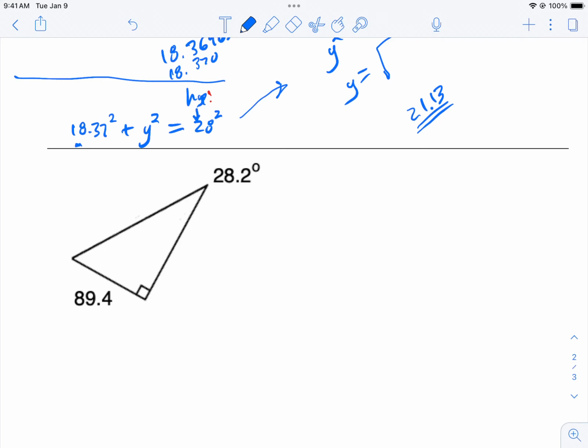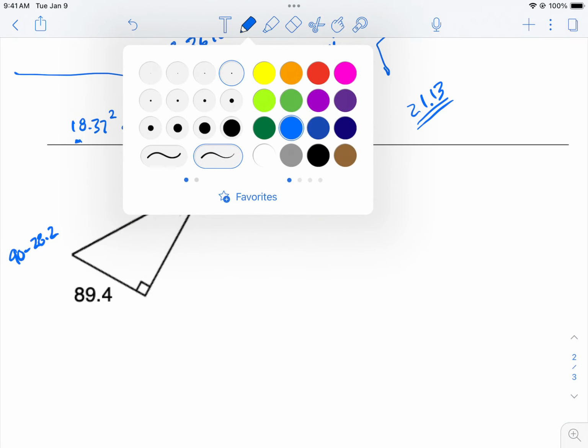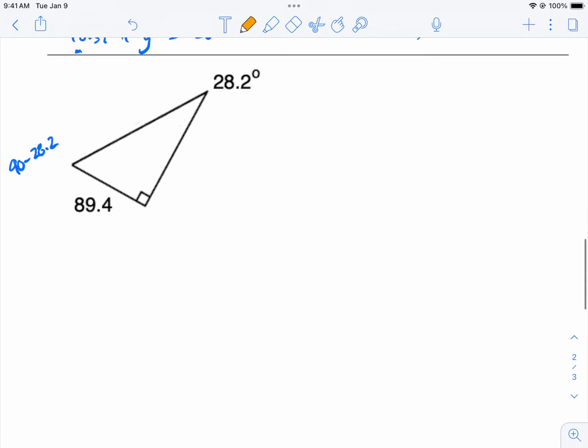First of all, I'm just going to do the old 90 take away 28.2 trick. 61.8 degrees. I'll put that in a different color. So this is a 61.8 degree angle. Make sure that decimal's there. We got one of our three answers, just like that.